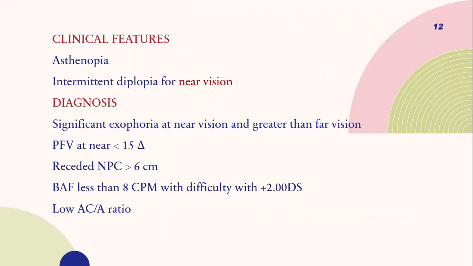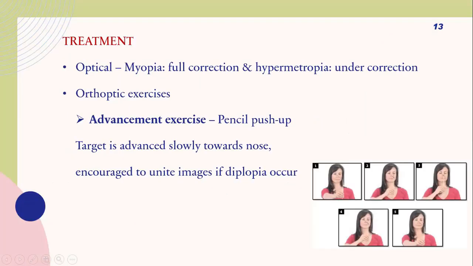So patients will have asthenopia and intermittent diplopia, which will be more for near. And the diagnosis can be confirmed by checking the presence of exophoria more at near and PFV less than 15, less than normal, a receded NPC, and a low AC by A ratio. So the treatment is first to correct the existing refractive errors, and then we can give the orthoptic exercises.